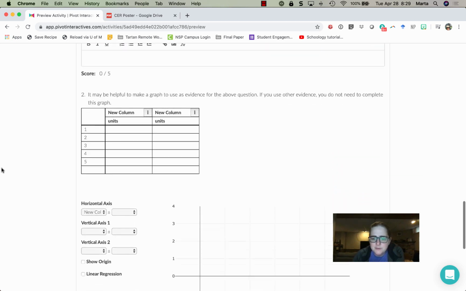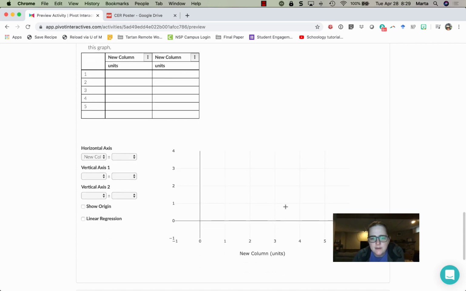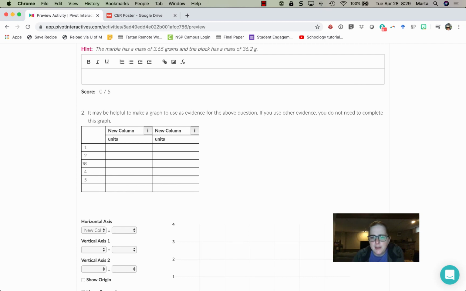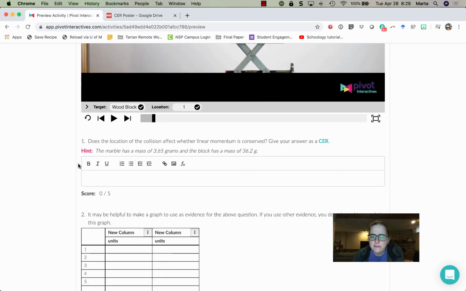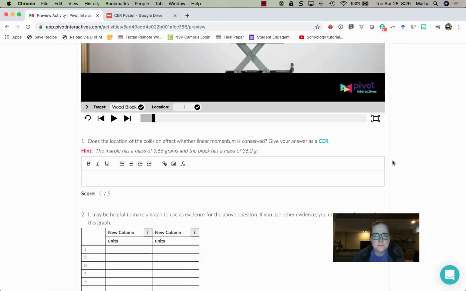It might be helpful to make a graph. It's not required, but I went ahead and gave you a data table and graph in case you'd like to do that. If you choose not to use a graph as part of your evidence, you would just describe or insert a picture of whatever you're using instead. If you click this little button, you can upload a picture as part of your answer.